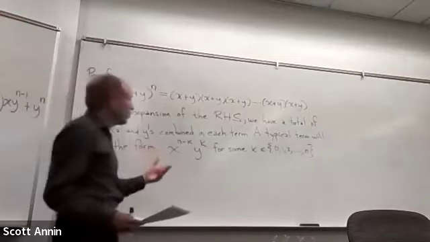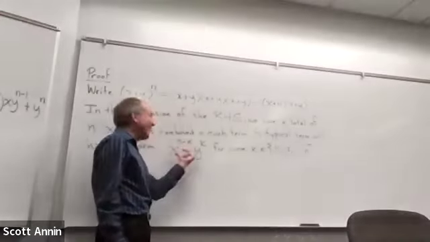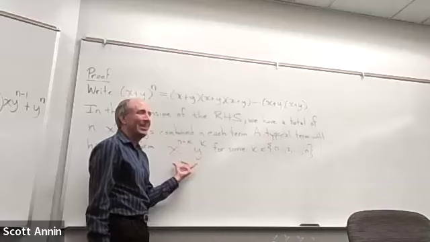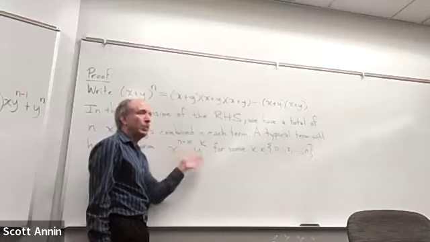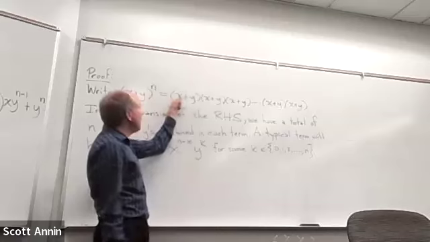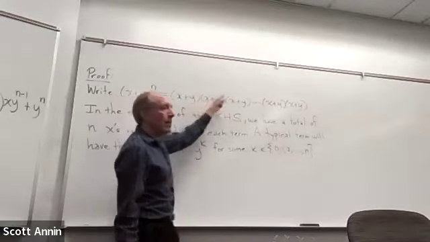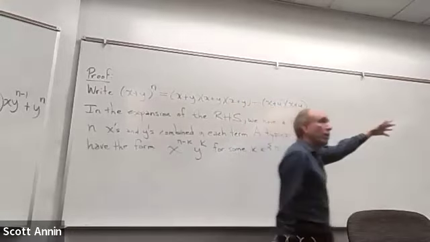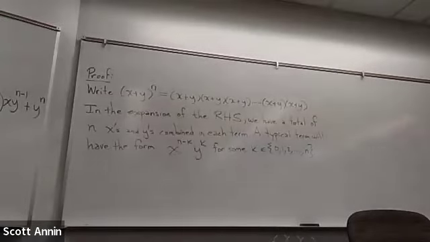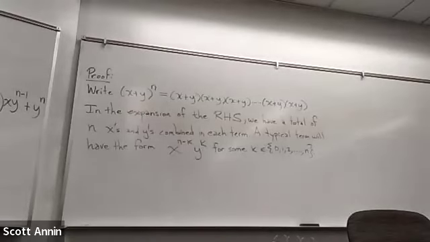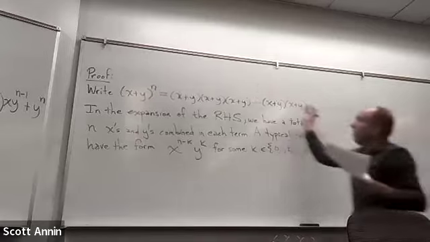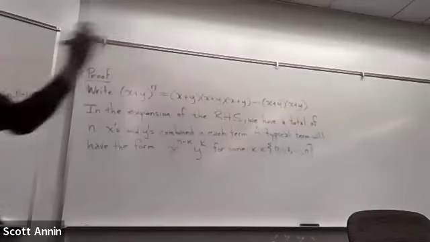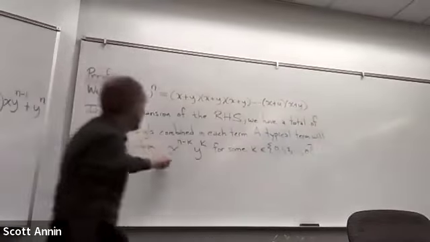In constructing this term, the question would be, how many different times would I get exactly this term? Because I can get this term more than once. Maybe I grab the x's from the first n minus k of these factors, and then I grab the y's from the last k of those factors. Or maybe I start by grabbing the y's from the first k factors, and then start grabbing x's from the remaining n minus k factors. Or maybe I go back and forth, some kind of mishmash of choosing x's and y's along the way, as long as I choose this many x's and this many y's.